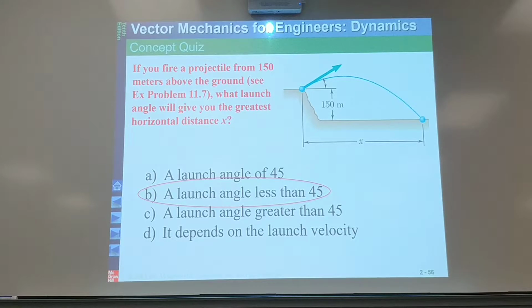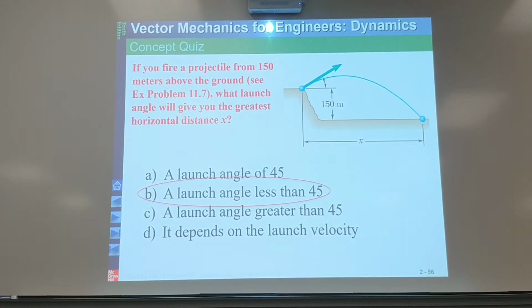This one is if you were doing it at the same elevation. This is kind of a weird one. If you were launching it and it hit at the same elevation, the 45-degree angle would give you the largest range. Okay? But because its elevation is a little bit down, if you launch it at less than 45, it'll actually go further because of that drop in the position there.